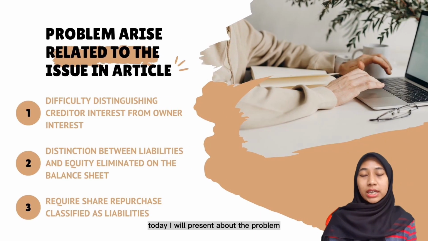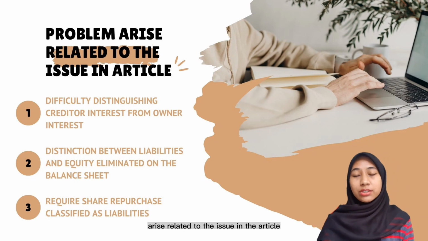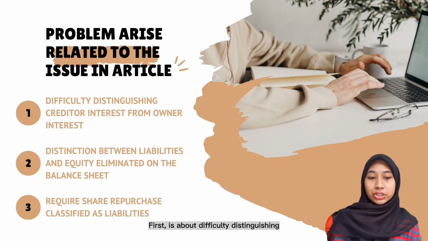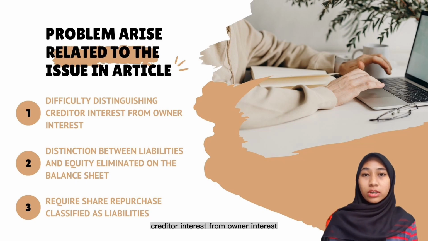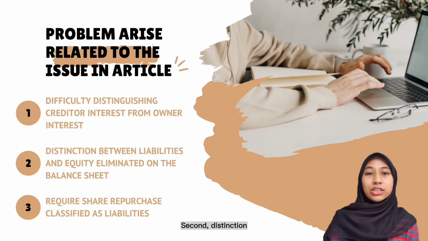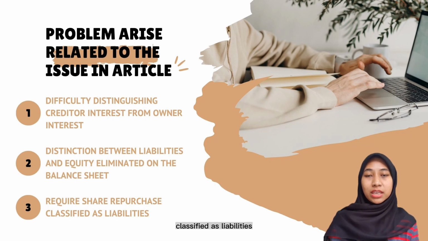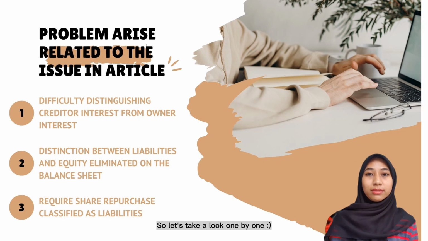Today I will present the problems arising related to the issue in the article. First is the difficulty distinguishing creditor interest from owner interest. Second, the distinction between liabilities and equity is eliminated on the balance sheet. And third, required share repurchase classified as liability. So let's take a look one by one.